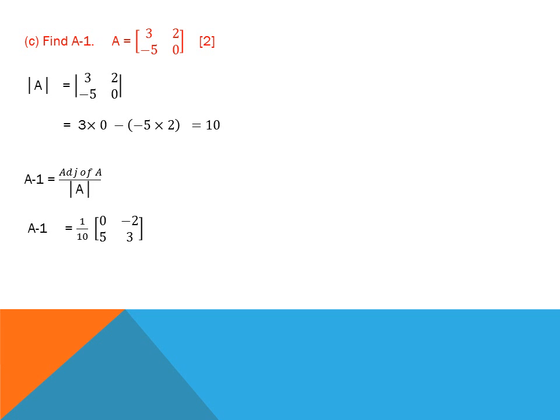When taking the adjoint of A, change the positions of the first and last elements. 3 is replaced by 0 and change the signs of 5 and 2. The sign of 5, minus 5, will become positive and the sign of 2 will become negative. Hence I find that A inverse is equal to 1 over 10, 0 minus 2, 5, 3 here.